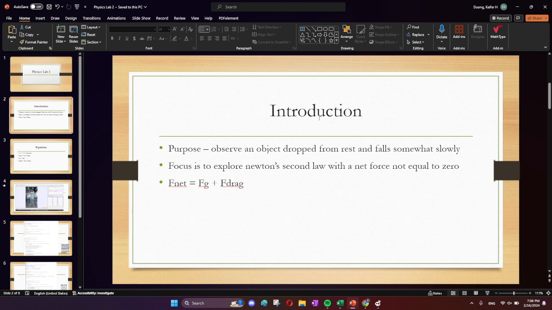So for the introduction, the purpose of this experiment was to observe an object drop from rest, and that object has to drop somewhat slowly to observe its drag. And the focus is to observe Newton's second law with a net force not equal to 0, and F net is calculated with the force of gravity plus the force of drag in this experiment.